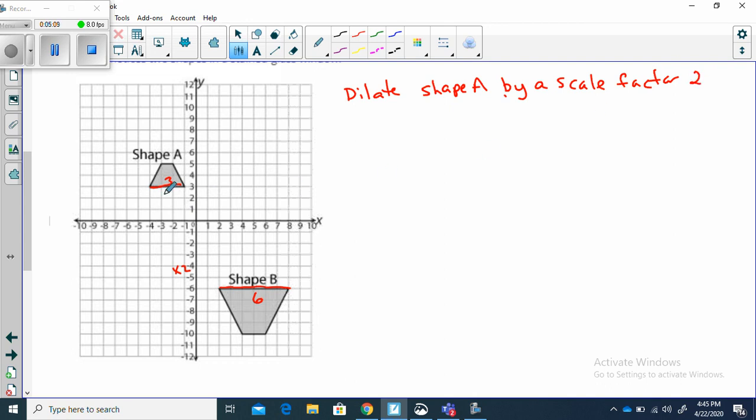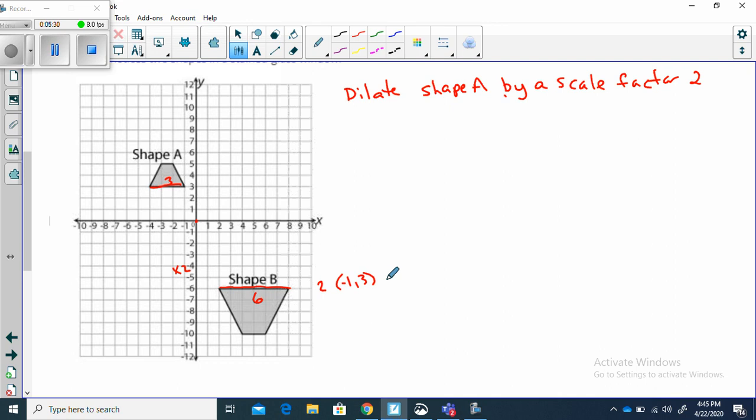Let's do that first. Now, if we're dilating from the origin, all we have to do is take each one of the vertices, the coordinates for each vertex, and multiply it by 2. This one's at -1, 3.